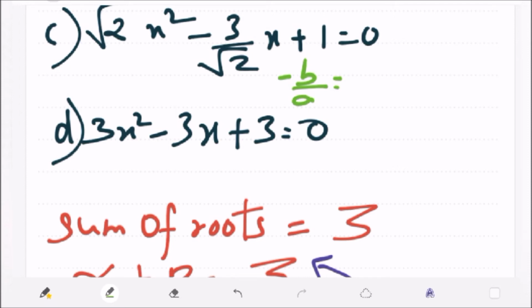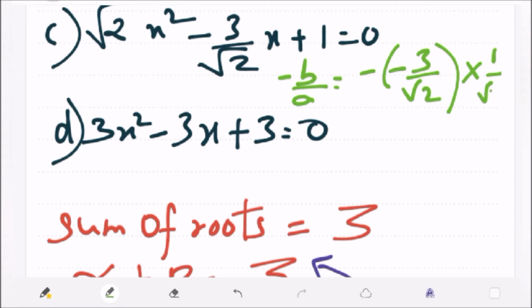So in option C we have b value as minus 3 by 2 and a value is root 2. So what do we get? Minus of minus 3 upon root 2 upon root 2. Now divide by root 2 can be written as into 1 upon root 2. So this becomes 3 upon 2, which is definitely not equal to 3.